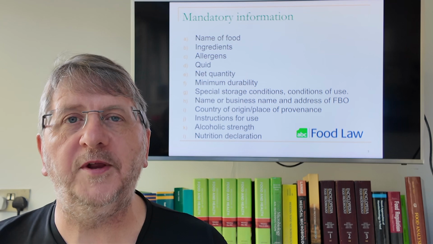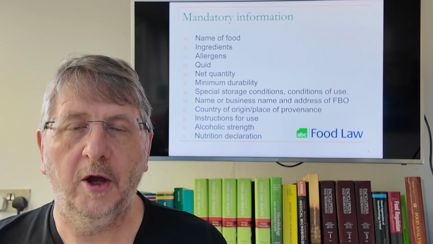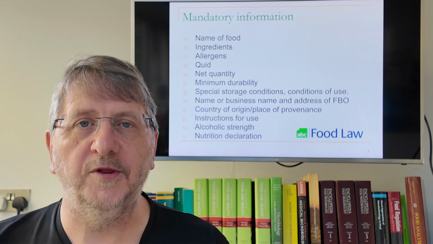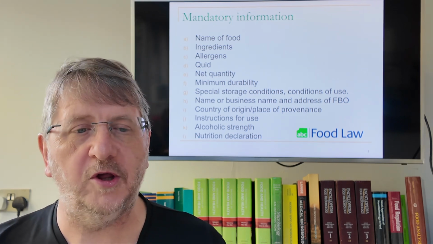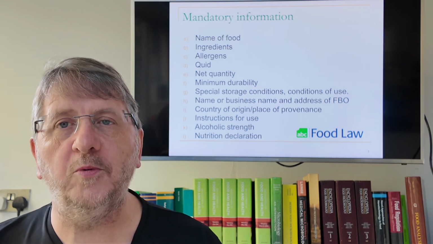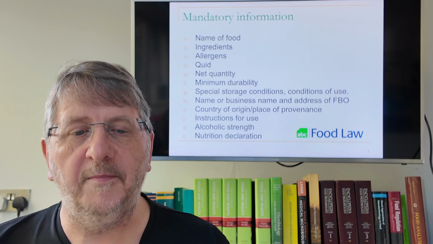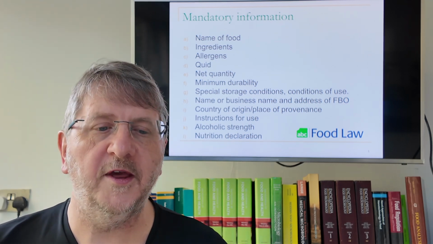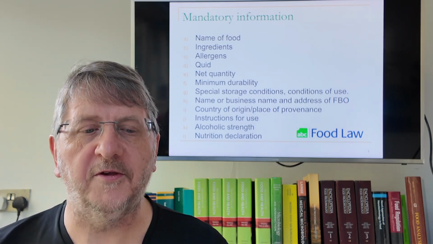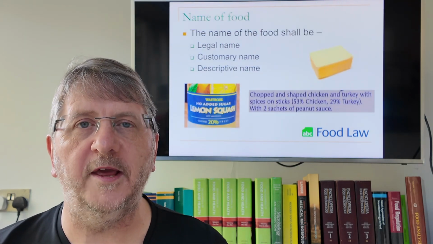We have the name of the food, the ingredients list, the allergens identified in that ingredients list, the QID declaration, the quantitative ingredient declaration, the net quantity, minimum durability. We have special storage conditions, the name of the business, the country of origin, instructions of use, alcoholic strength, and then lastly, nutrition declaration. So let's go through those each topics very briefly.